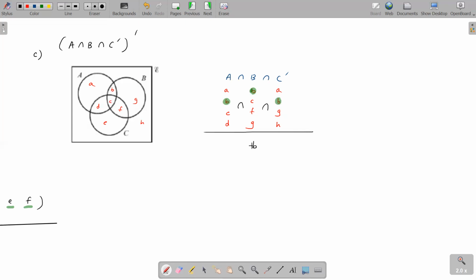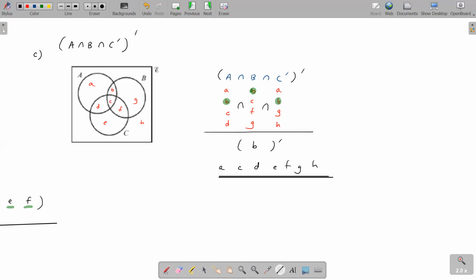But that's not what we're supposed to find. We're supposed to find the dash of A intersection B intersection C dash. The dash of that, which means what? The complement of that. So I have to take the complement of that. Complement of that means don't take that region. So everything except B is gonna be shaded. Are you with me? So the complement means you have regions A, C, D, E, F, G, and H. B doesn't count.